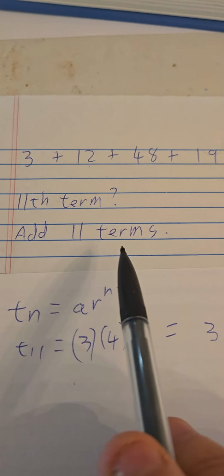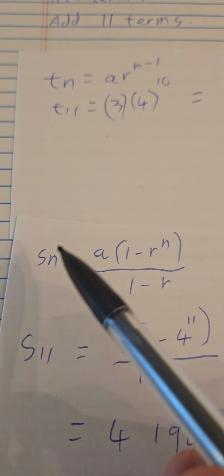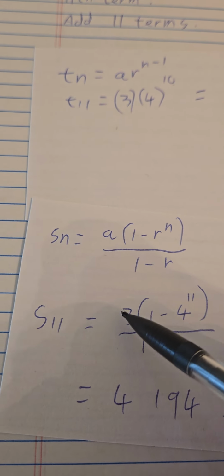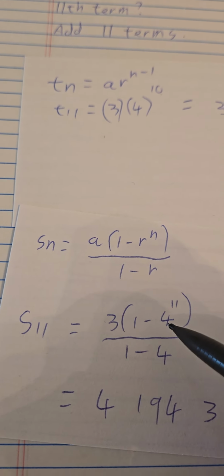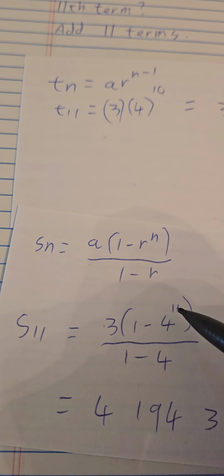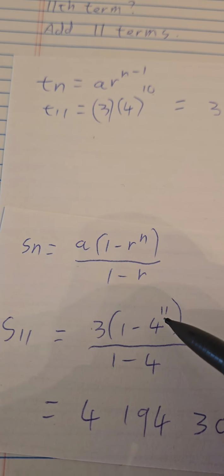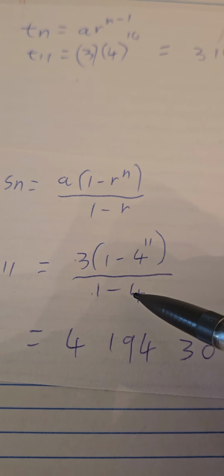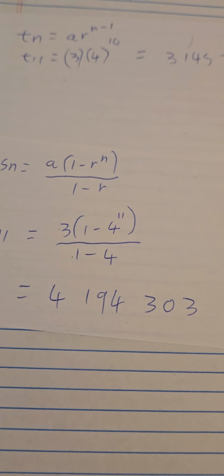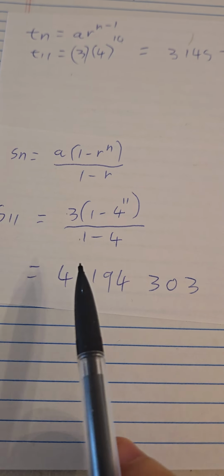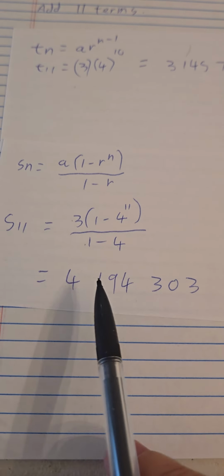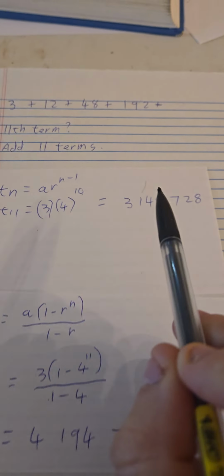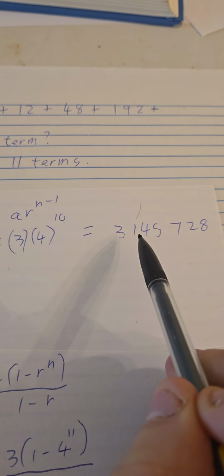Next question, add the 11 terms. That's the formula we have for adding up the terms. We're told a is 3, 1 minus r to the n, which is 4 to the 11. r is 4, 11 terms, over 1 minus r, 1 minus 4. We use a calculator. That simplifies to 4,194,303.